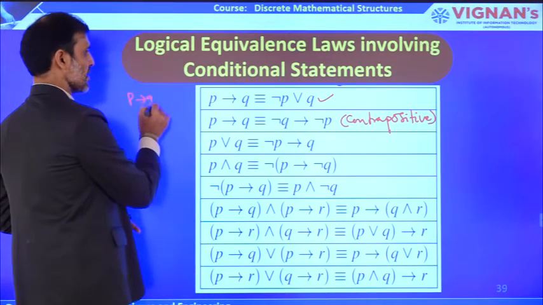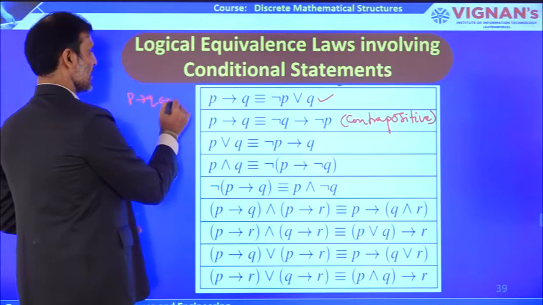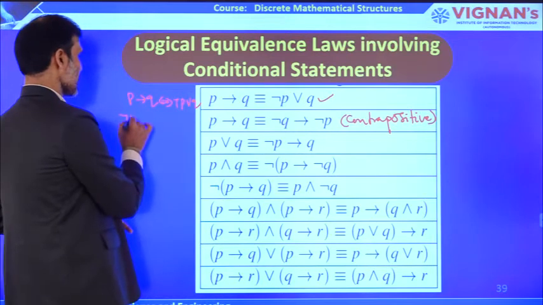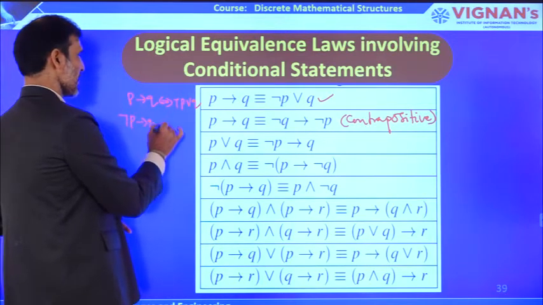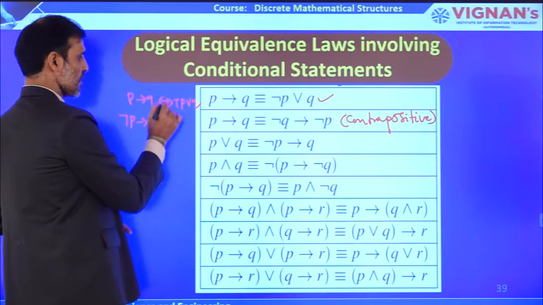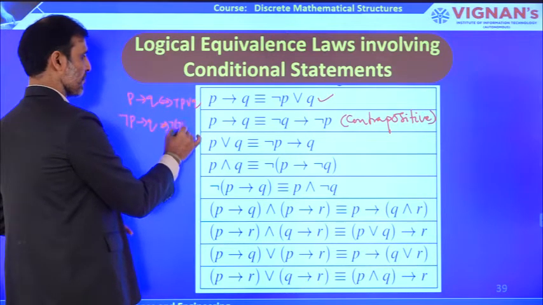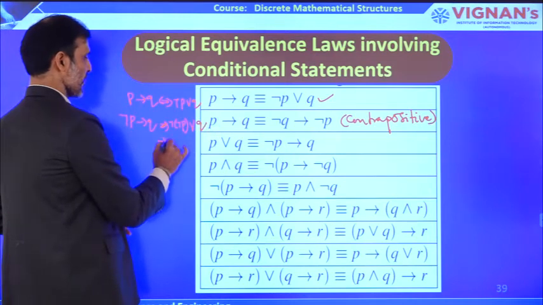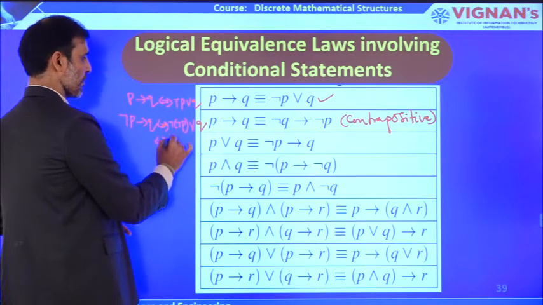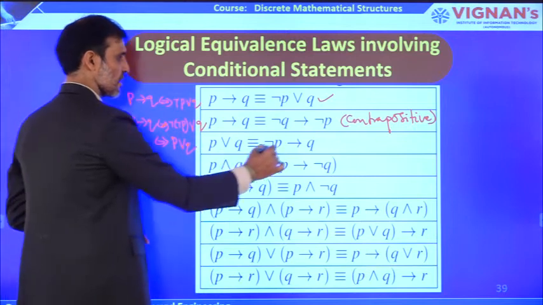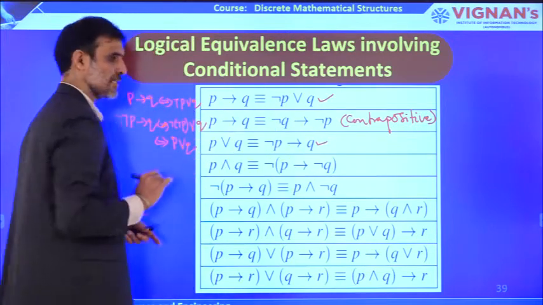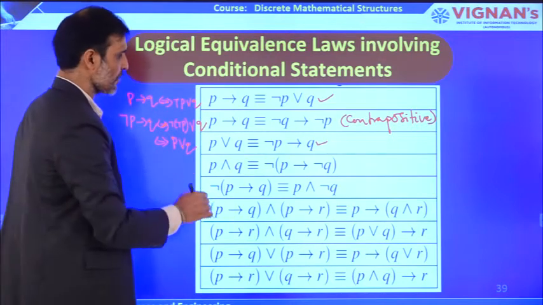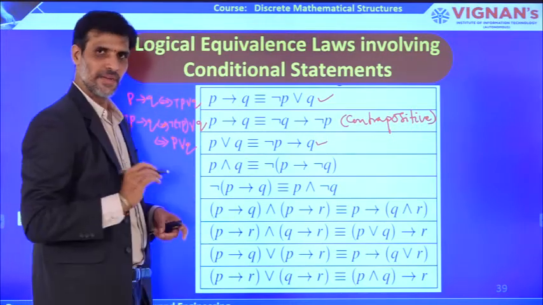Negation of P implies Q is logically equivalent to P or Q, because just now we proved that P implies Q is logically equivalent to negation of P or Q. So if you take negation of P implies Q, instead of P you can take negation of P or Q. So negation of P is equal to P or Q. That is the third one. Once you know the basic logical equivalence law of a conditional, you can prove all these laws very easily.